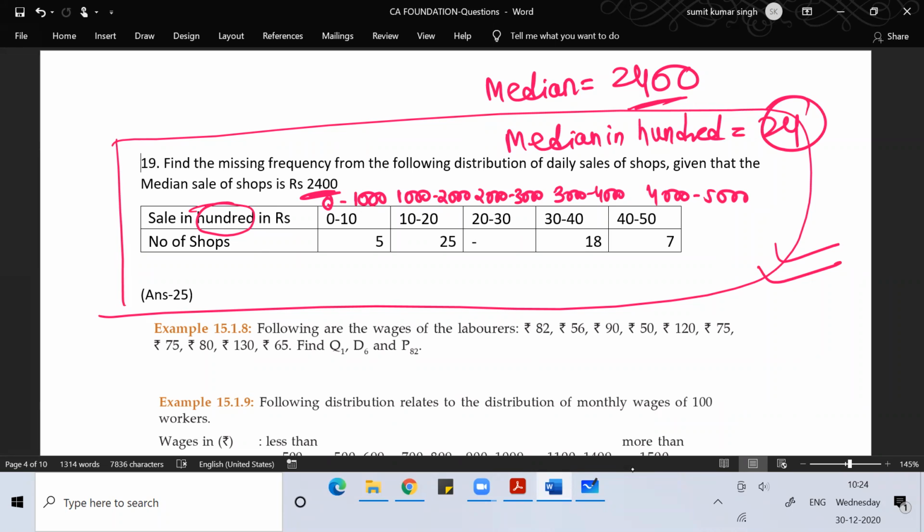If you write 0 to 10, 10 to 20, 20 to 30, 30 to 40, 40 to 50, all are given in 100. So median is given 2400. If you take the median in 100, that will become 24. Clear, right, everyone? I hope you are understanding the question. The question is not at all difficult. Use your common sense, use the logic whatever I've taught you till now. Please solve this question. If you get the answer for this problem, then I would be very confident that whatever I'm teaching you people are understanding.